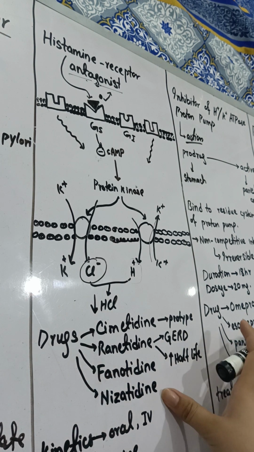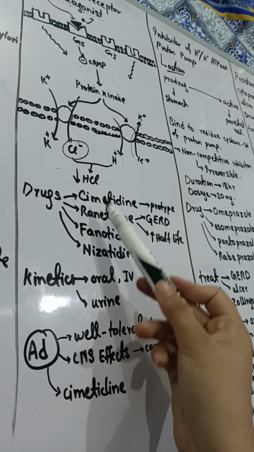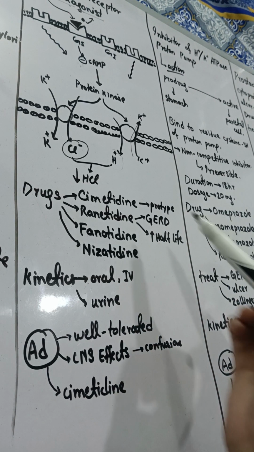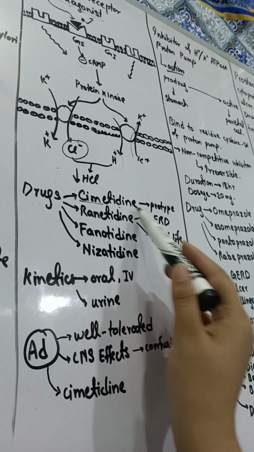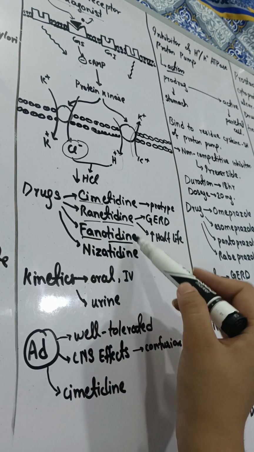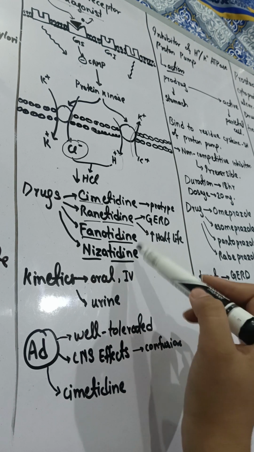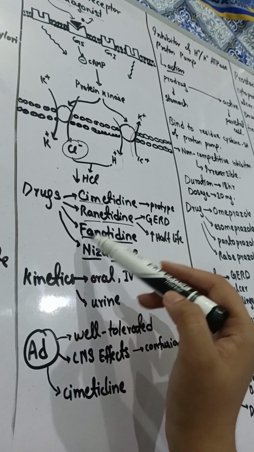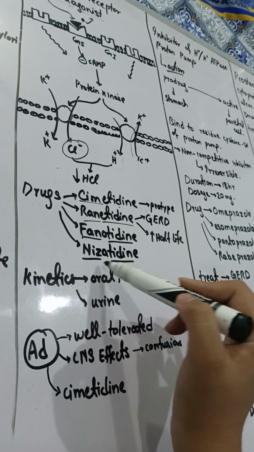Now let's discuss what types of drugs are used in it. These are the drugs which are used in order to treat it: cimetidine, ranitidine, famotidine, nizatidine. So sim, ran, fam, niza.